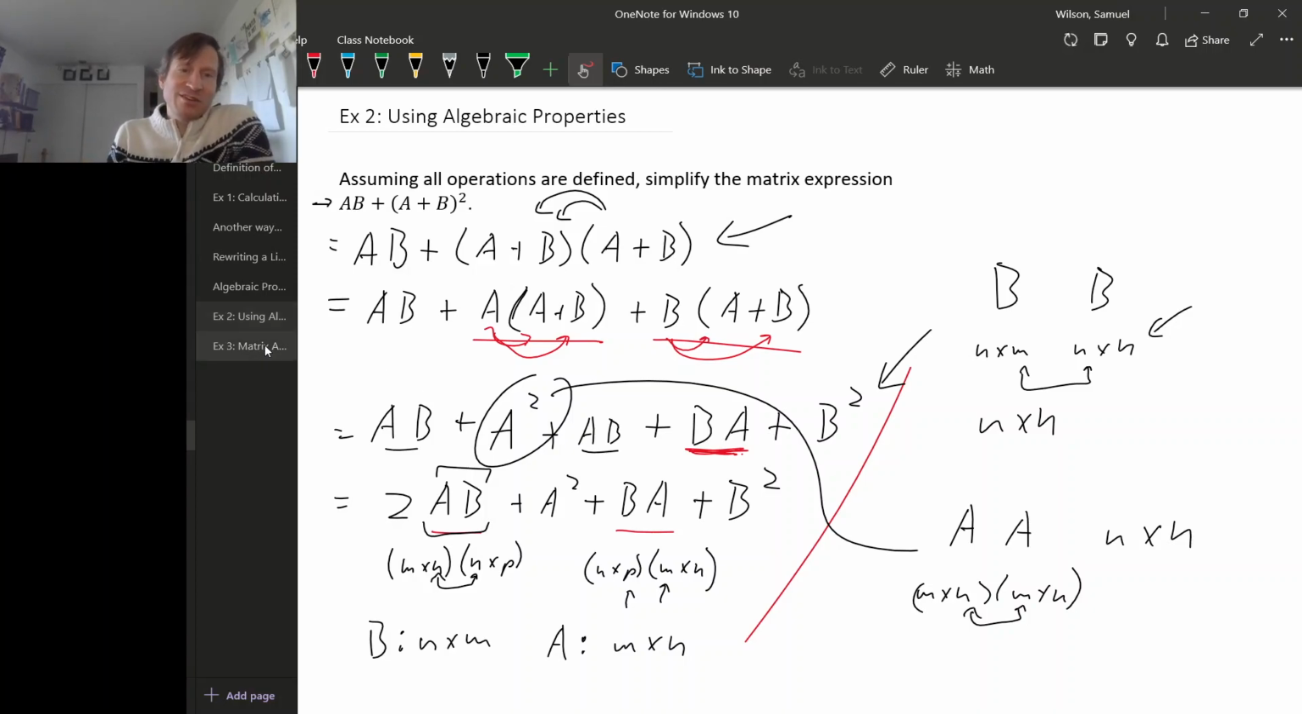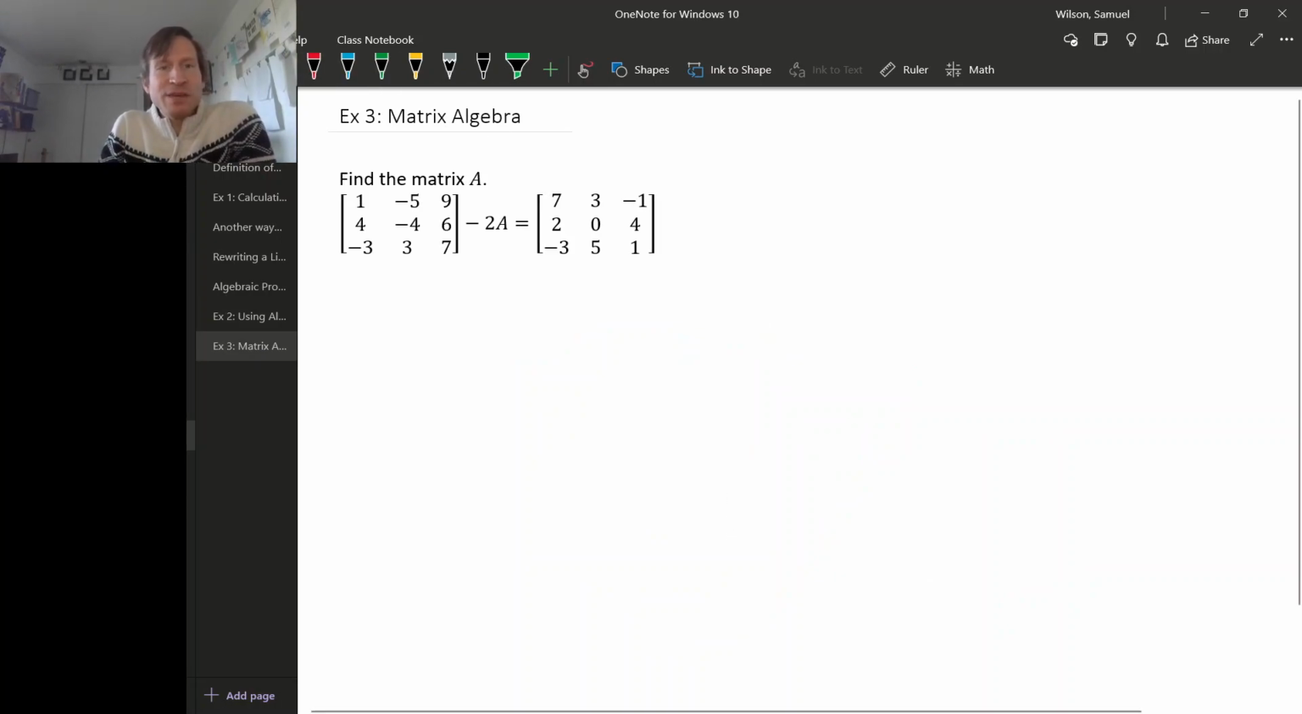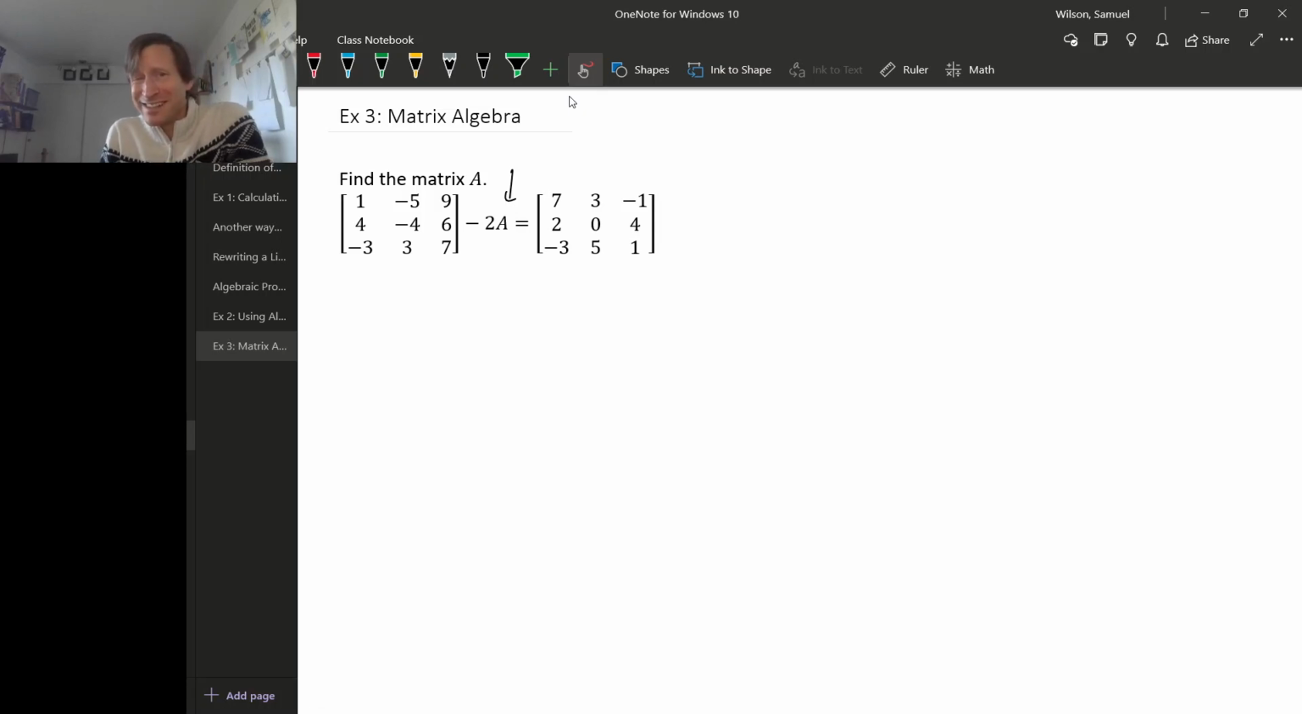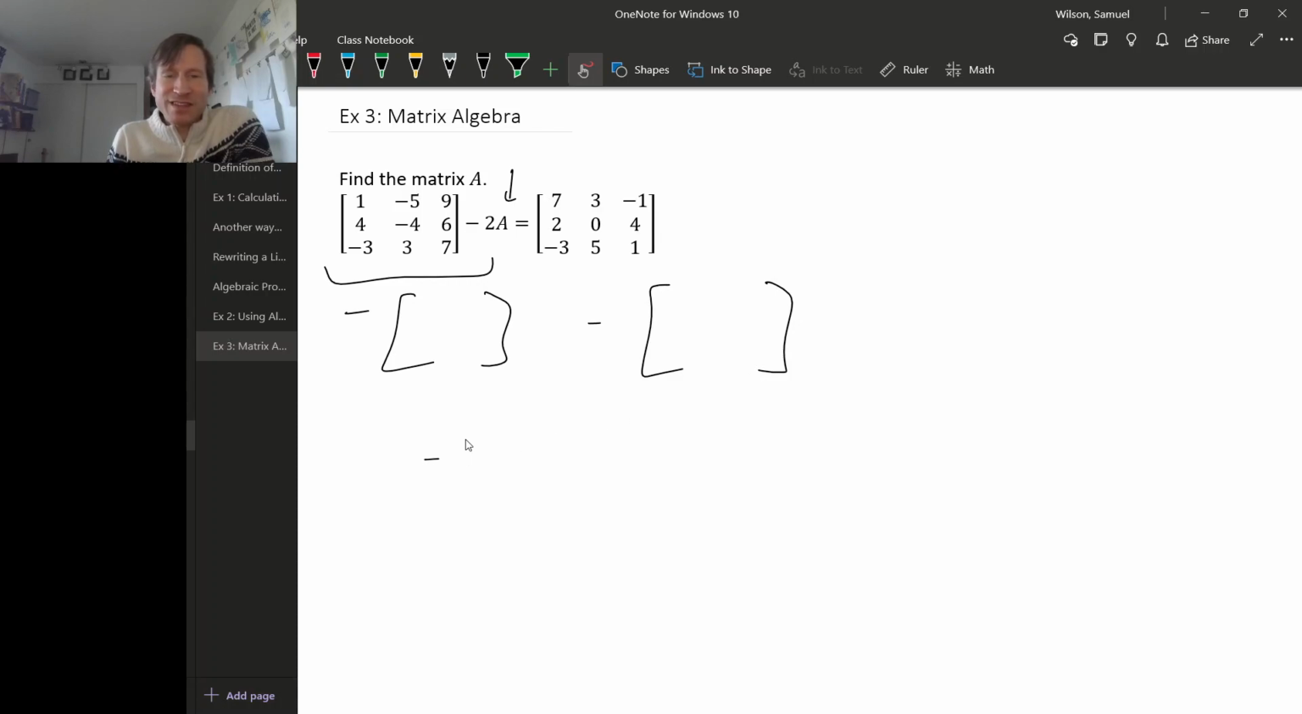Okay, so let's look at our second example. Let's find the matrix A. Well, this is an equation where A is a variable. It's a linear equation in a matrix where A is the variable. So let's just isolate the variable. We can subtract this matrix from both sides. That gives us negative 2A equals, and now I'm going to subtract these two matrices. It's the matrix on the right minus the matrix that shows up on the left. To do matrix subtraction, that's just entry by entry.